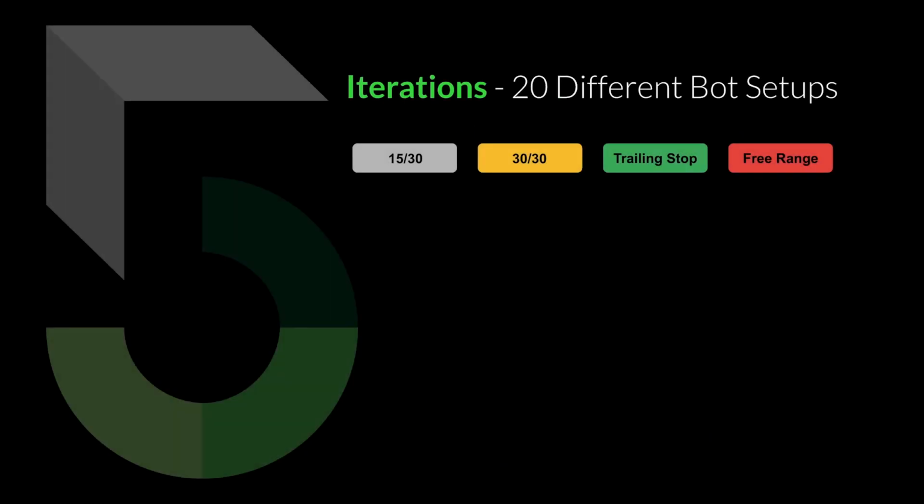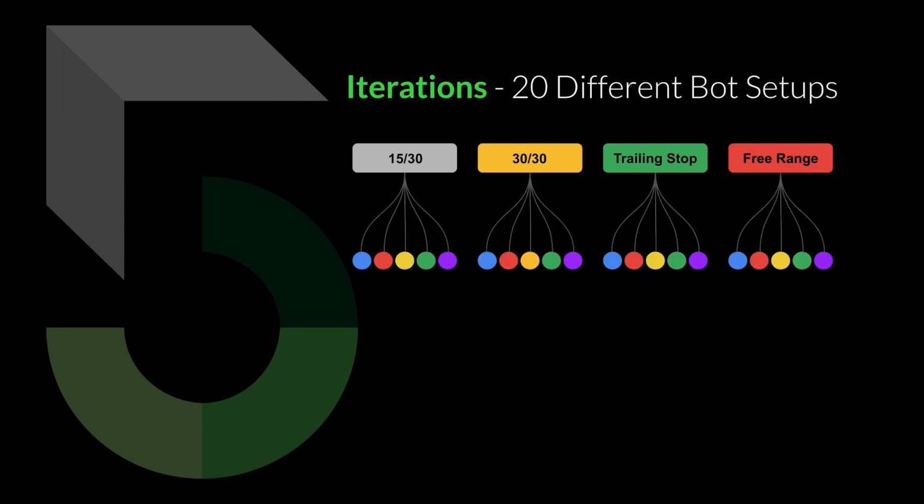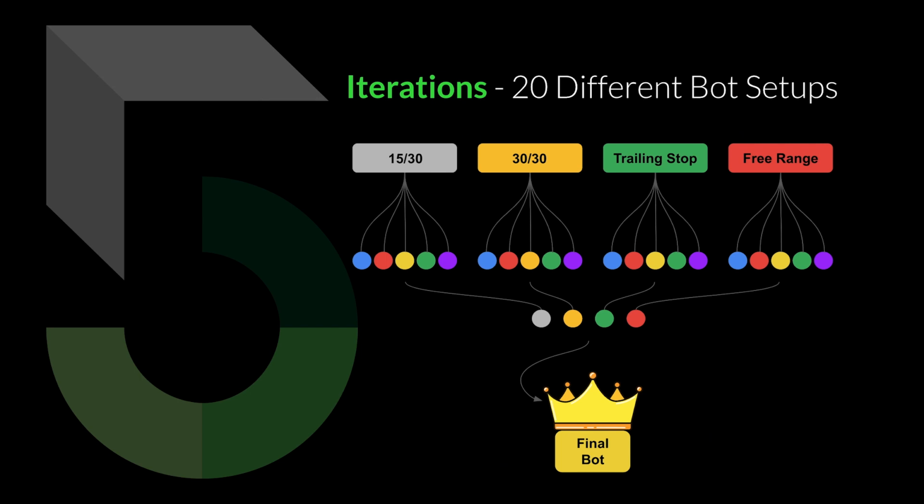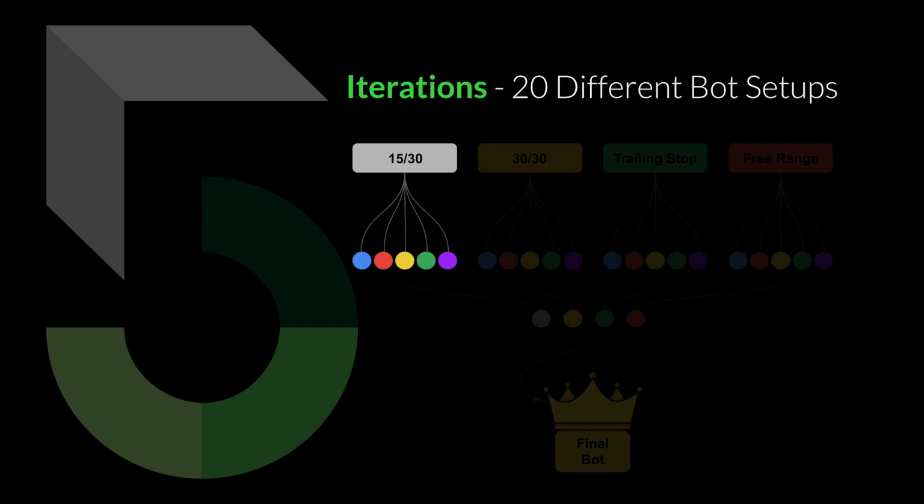Just a couple of weeks ago, I introduced my plan of optimizing my four main variations of the Ironfly strategy: the 1530, the 3030, the trailing stop, and the free range variation. Then what I wanted to do is make 5 iterations of each of these variations and see which one performs the best. From there, I'll be able to create my final auto trading bot. So the subject of today's video is going to focus on the 1530 iterations.